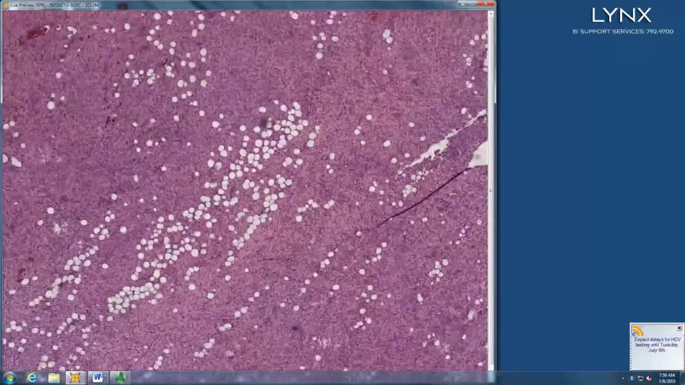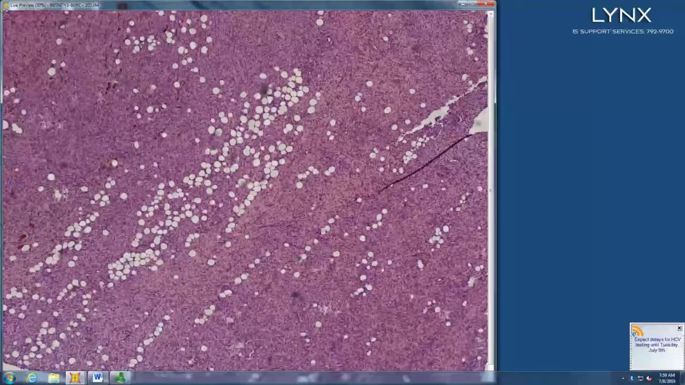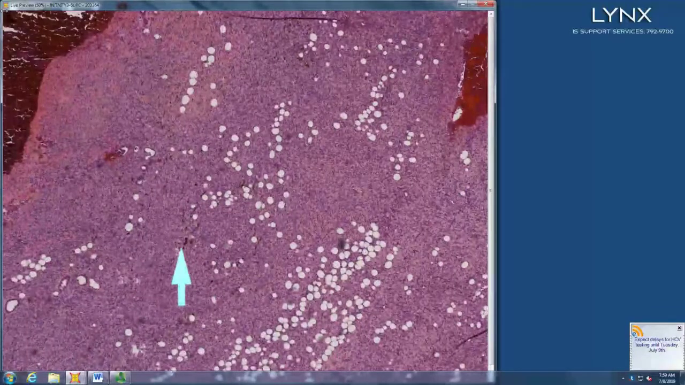Very large specimen. We're all the way down to fat. And tell me about the fat. It's pretty much like single file, like single file lipocytes, which goes with DFSP. What's the brown stuff?